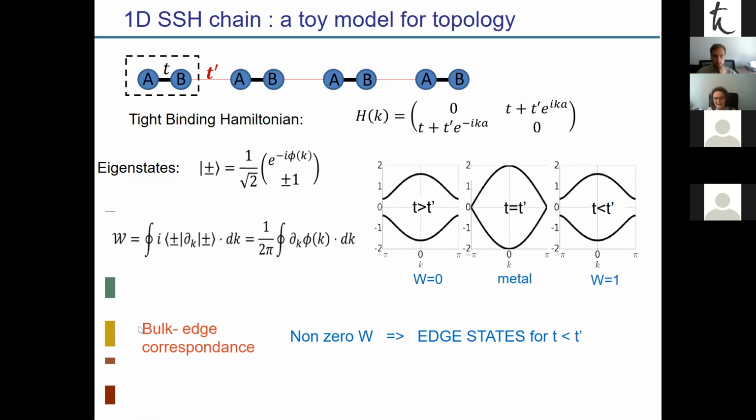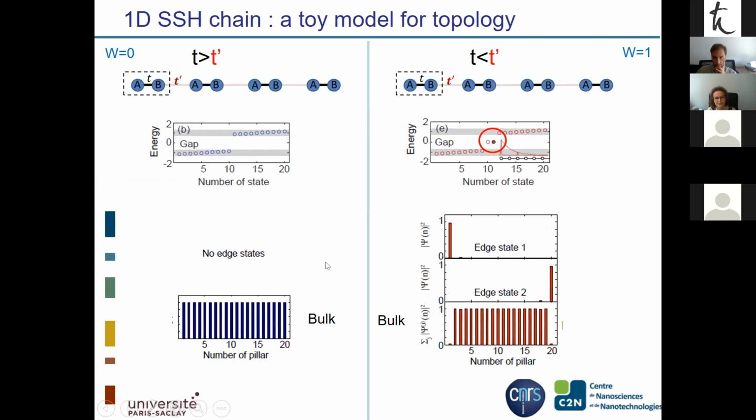But if you look at a finite chain, the bulk-edge correspondence tells you that if you have a winding which is 1, which means if you start with a weak link, you will get an edge state, because you make an interface between a material with W equal to 1 and the air where W is 0. So if you calculate here, for example, with 20 sites, the eigenstates of such a chain, you find that if you start with a weak link, indeed you have two edge states inside the gap. So actually here you have two edge states, one on the left and the other on the right.